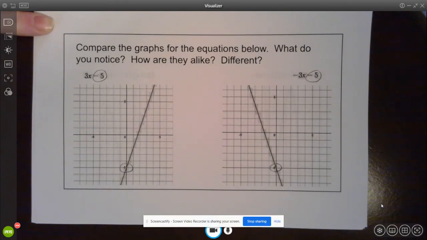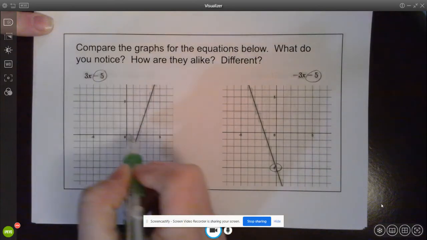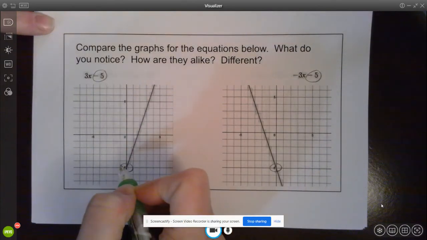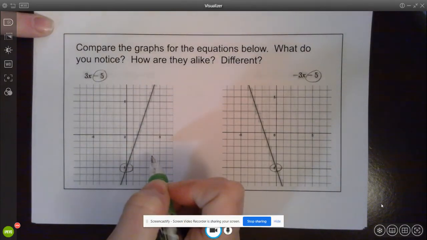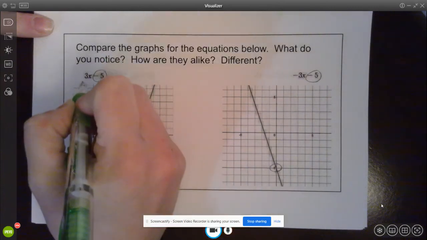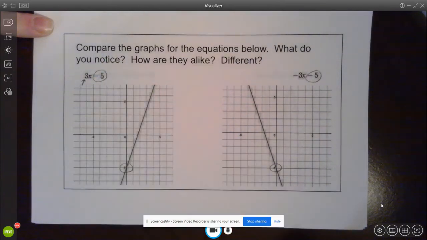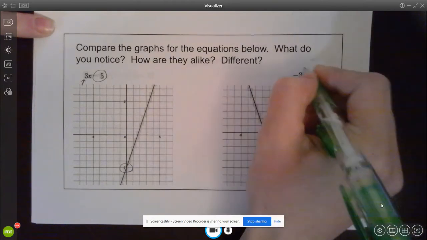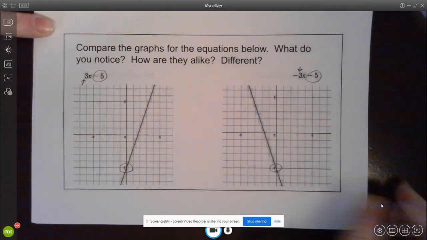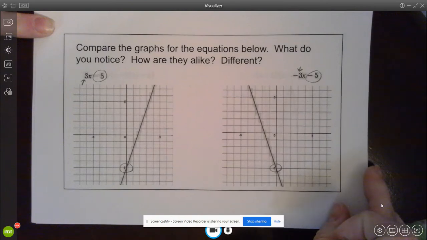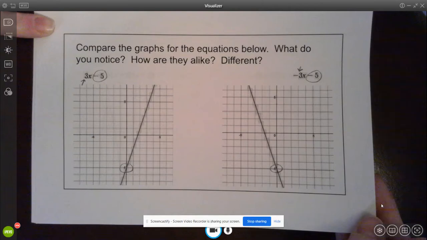Something I notice that's different is this one over here on the left is an increasing function. It has a positive slope here. And this one is a decreasing function and has a negative slope. So those are some things that I notice here.